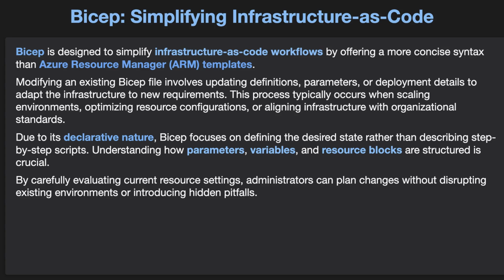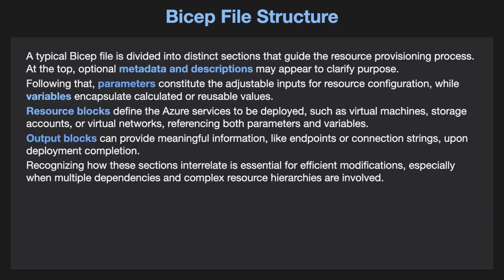Understanding how parameters, variables, and resource blocks are structured is crucial. By carefully evaluating current resource settings, administrators can plan changes without disrupting existing environments or introducing hidden pitfalls. A typical Bicep file is divided into distinct sections that guide the resource provisioning process. At the top, optional metadata and descriptions may appear to clarify purpose.